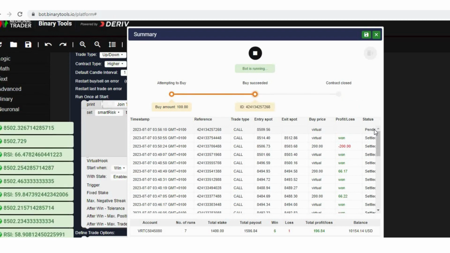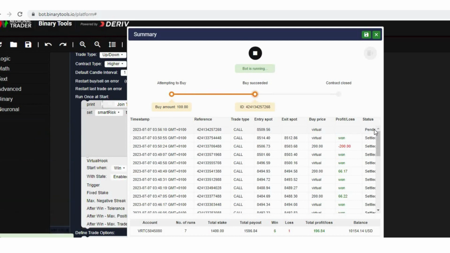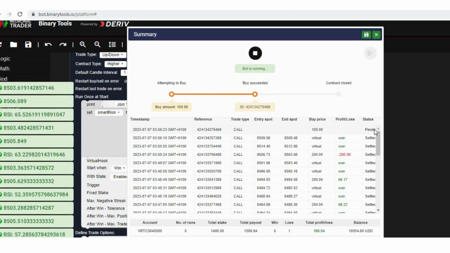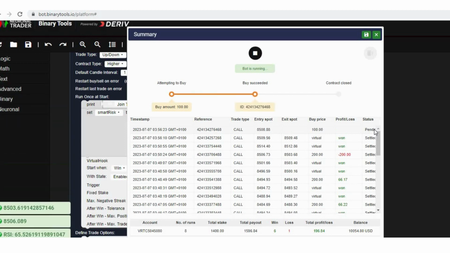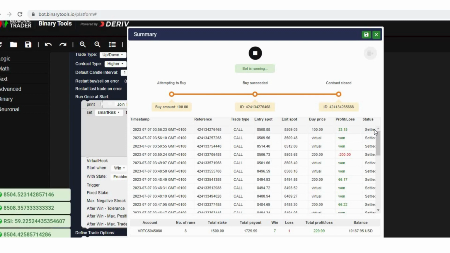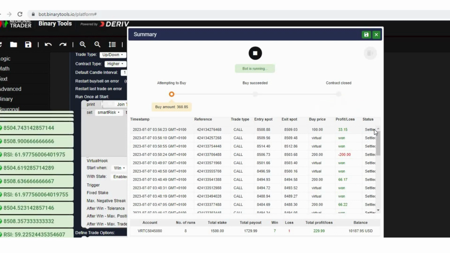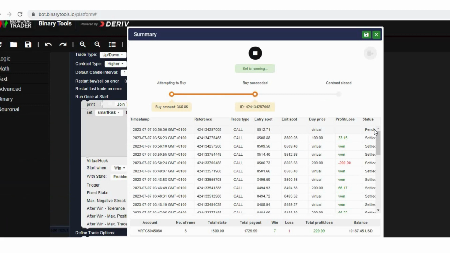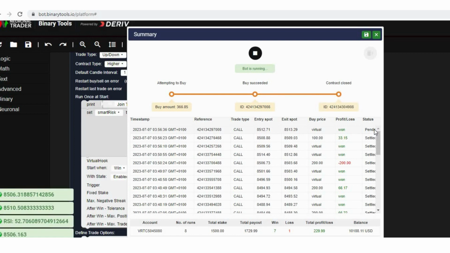Let's watch and see. Okay, there are 2 wins now in a row. Let's wait. Okay, now the next one, you see. We started with a stake of $200, and now because there was a loss, we had a lower martingale. We reduced the stake by half of what we used initially, so as to be on the safer side.